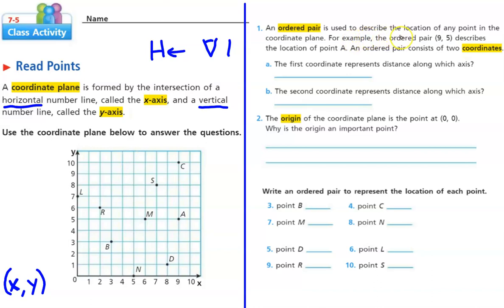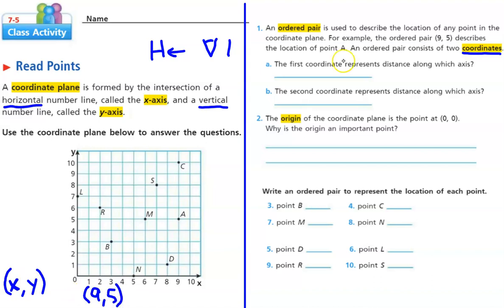It says, for example, the ordered pair 9, 5 describes the location of point A. An ordered pair consists of two coordinates. So we've got coordinates right here. This is my x coordinate and my y coordinate. And like we said, x comes before y in the alphabet. Your x coordinate goes first, and then you find your y coordinate.